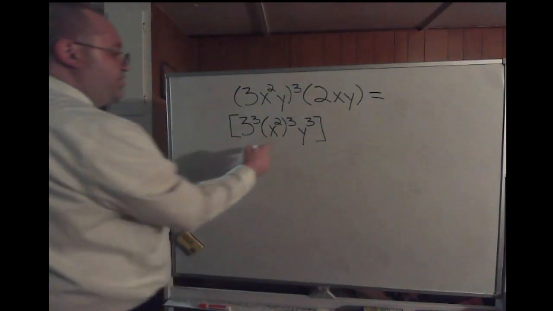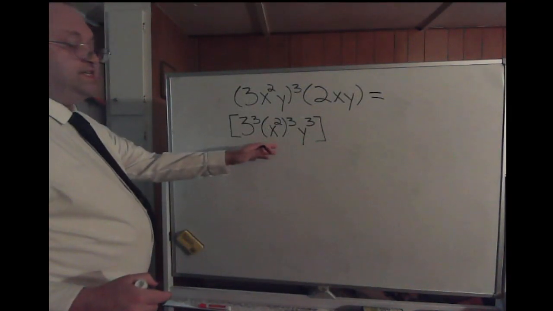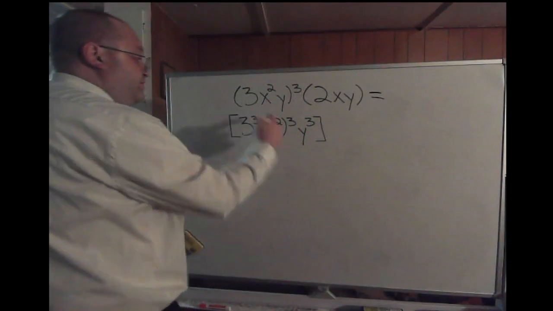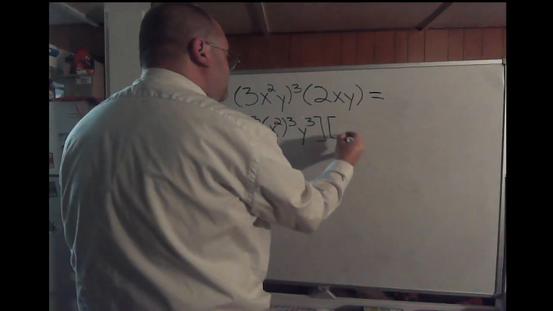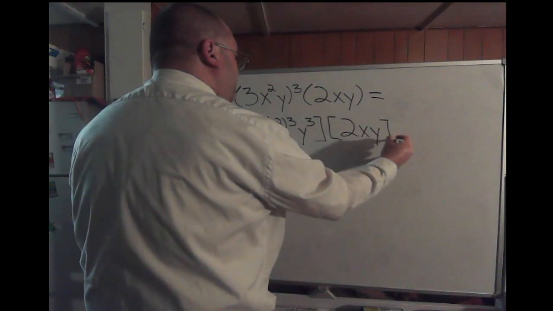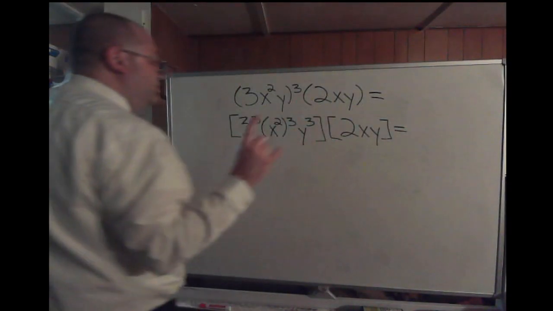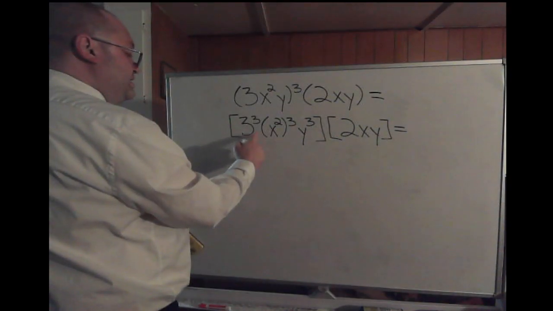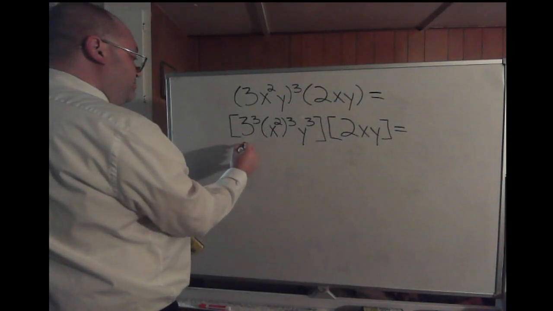See why I said create brackets? Because you're going to have parentheses inside the brackets. Now we've dealt with the first term. You're going to take your second term. You're just going to have times 2xy. Nothing more we can do with that right now. So now let's go ahead and deal with our exponents inside the first term.